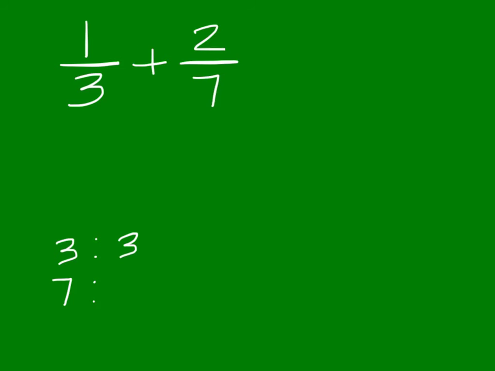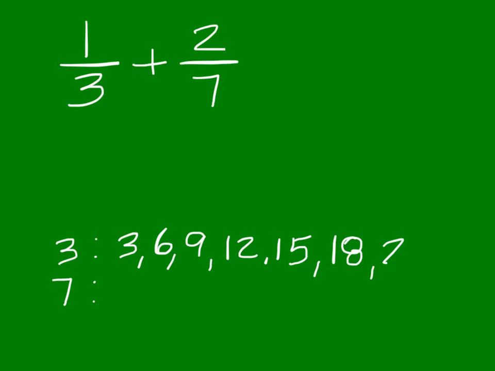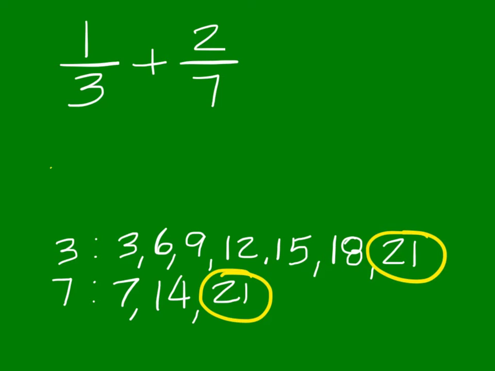So it would be 3, and then what? 6, 9, 12, 15, 18, 20. Now what about 7? 14, 21. Have we found it? So the number should be what? 21. So rewrite these fractions with a denominator of 21, the number on the bottom.